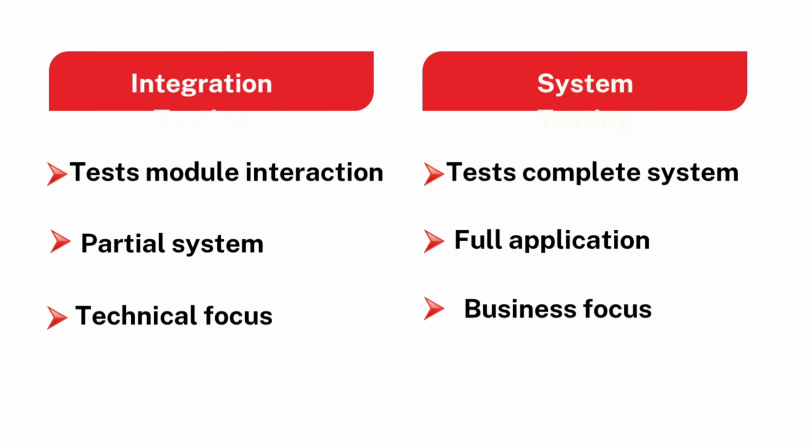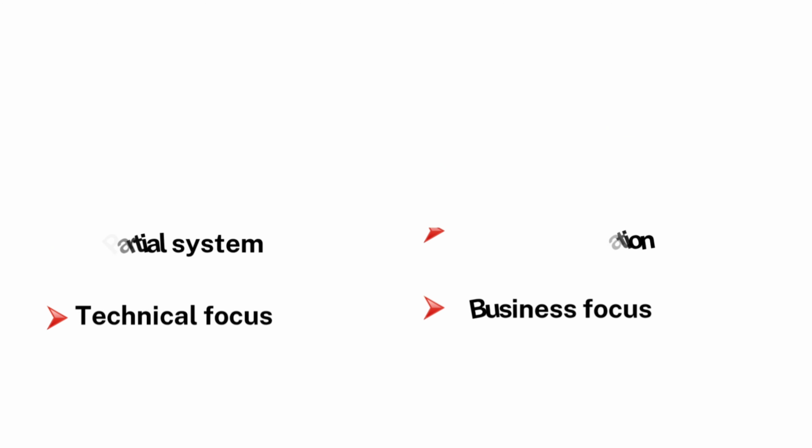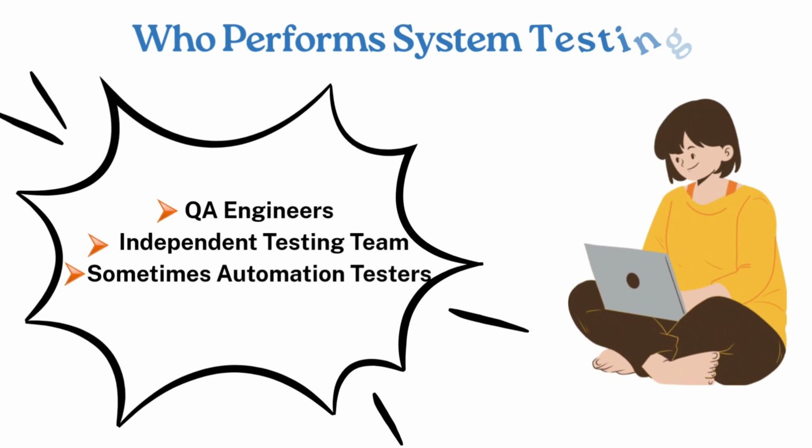Integration testing focuses on interaction between modules. System testing focuses on validating the entire application from a user's perspective. System testing is usually performed by QA engineers or independent testing teams to ensure unbiased validation.